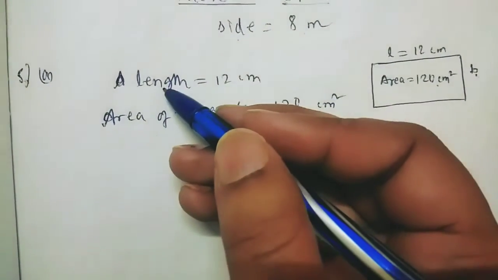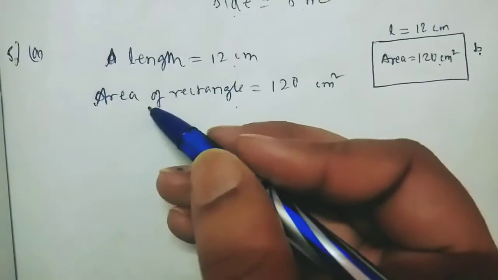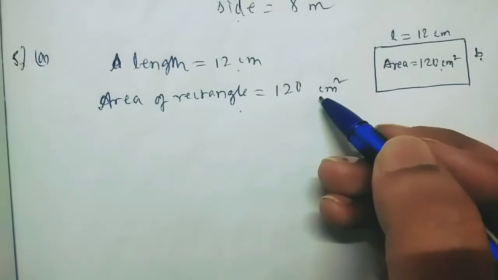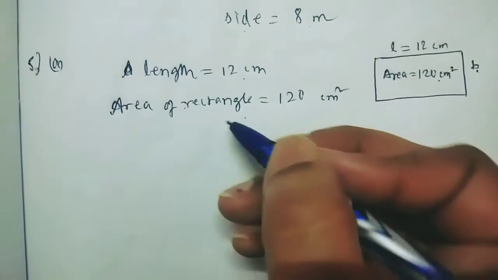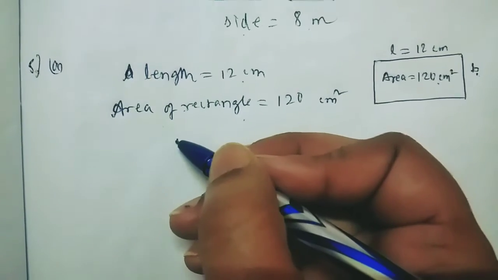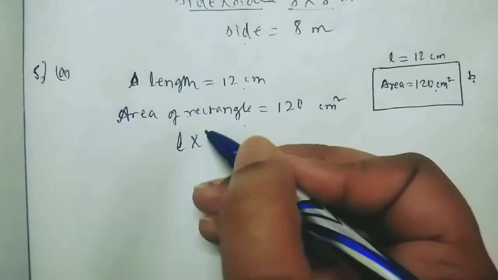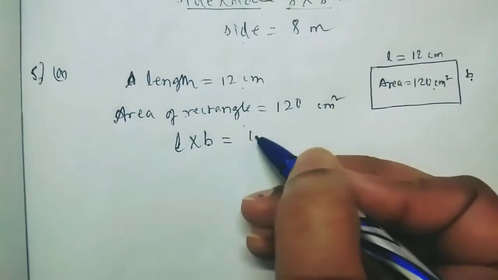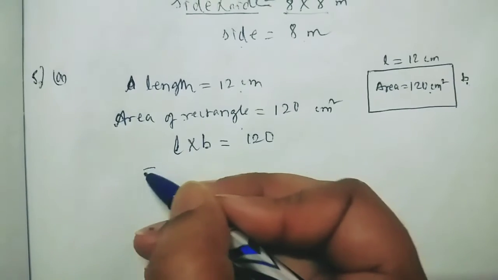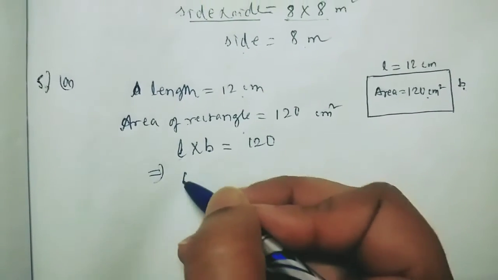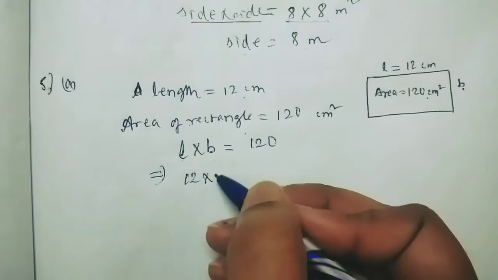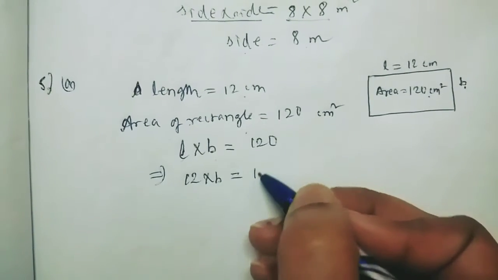So you have to write the quantities. So length is 12 centimeter and area of the rectangle is given 120 centimeter square. Now here below here you have to write the formula of the area of rectangle. So what is the formula of the area of the rectangle? Length into breadth. Okay, write this one and write here 120. Now you have to write the value of length. What is the length given? 12. Write here 12 and you have to find the breadth. So write B and 120.